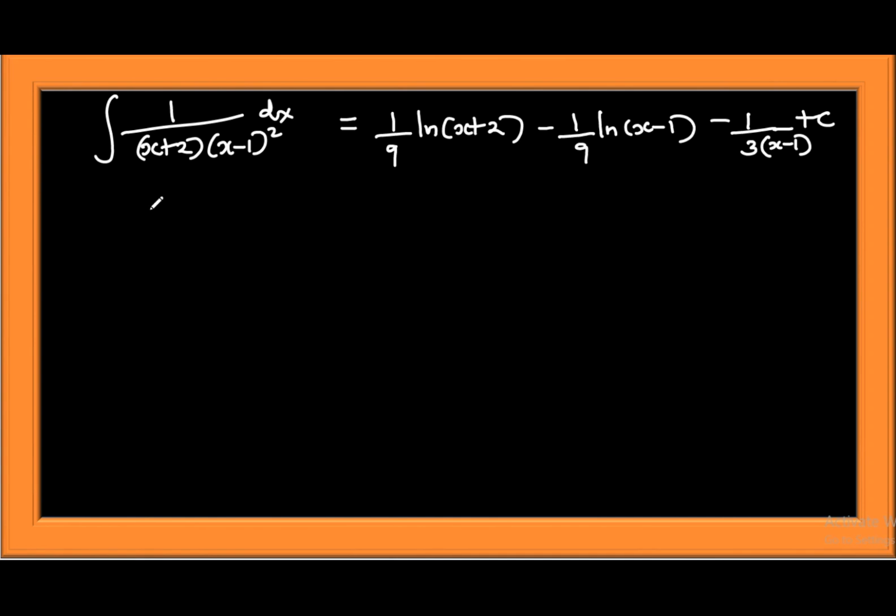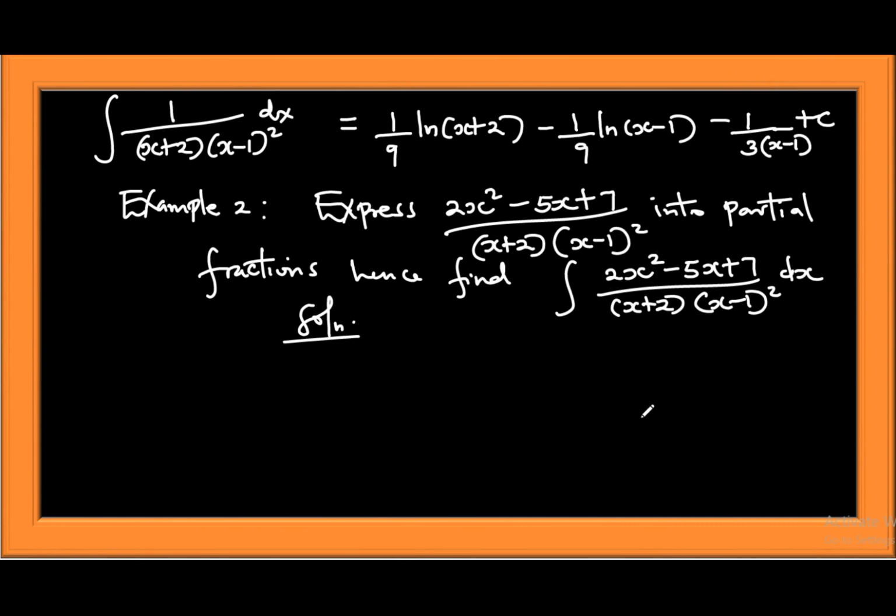Now let's look at example number 2. So our example number 2 says we express (2x squared minus 5x plus 7) divided by (x plus 2) into (x minus 1) squared into partial fractions. Hence find integral of that. Definitely we shall use the same procedure.